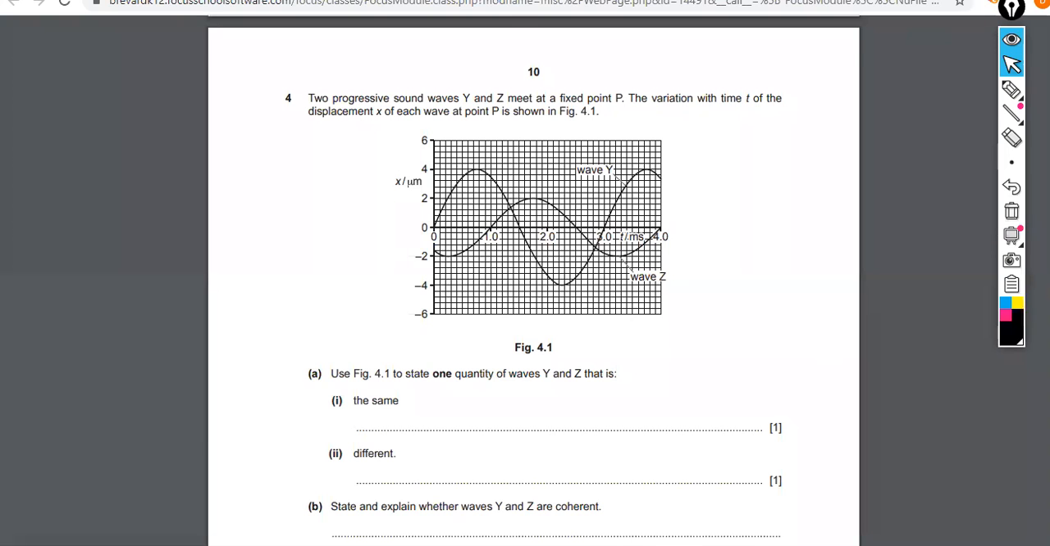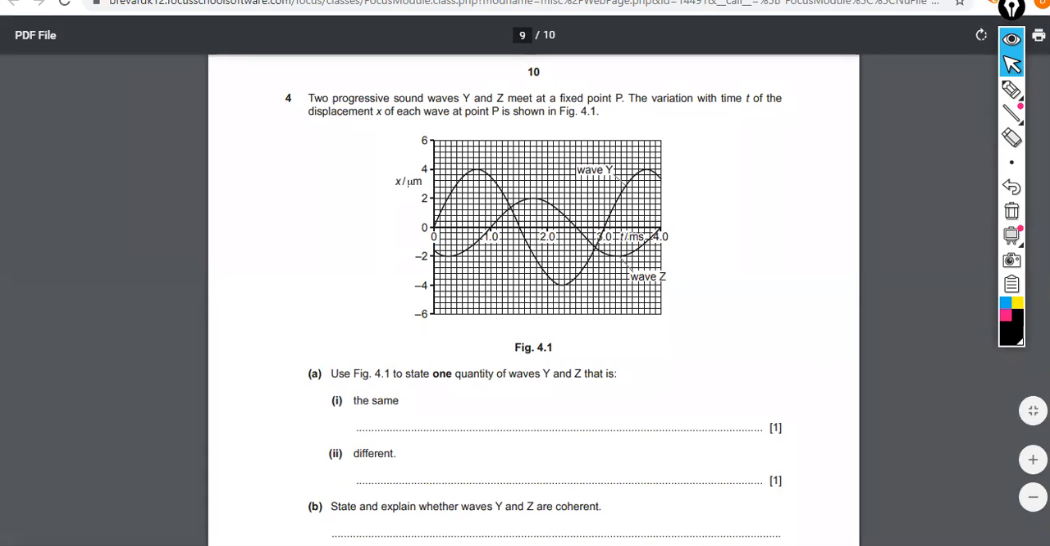All right, in this video, I'll be going through a paper 2 question related to the physics of waves. It says two progressive sound waves, y and z, meet at a fixed point P. The variation with time t of the displacement x of each wave at point P is shown in figure 4.1. Use figure 4.1 to state one quantity of waves y and z that is the same and then that is different. Okay, we got to use the figure to do that.